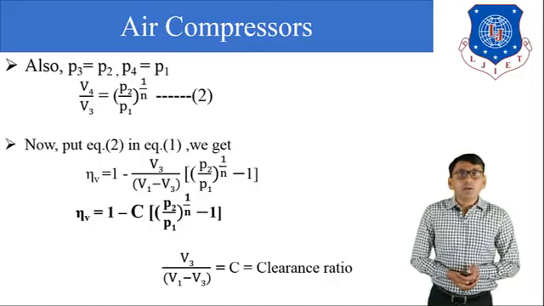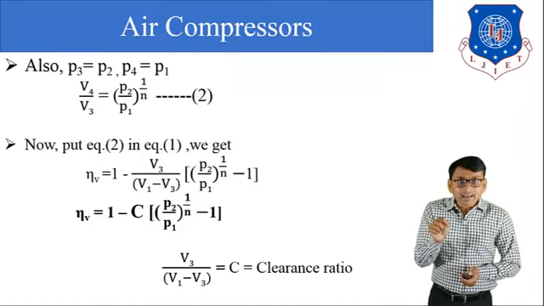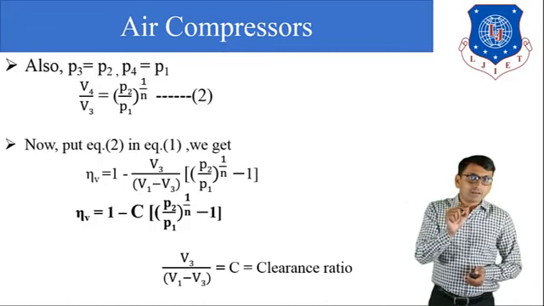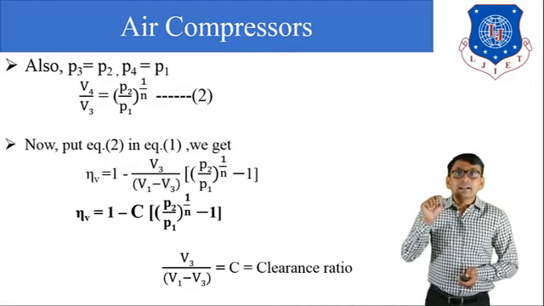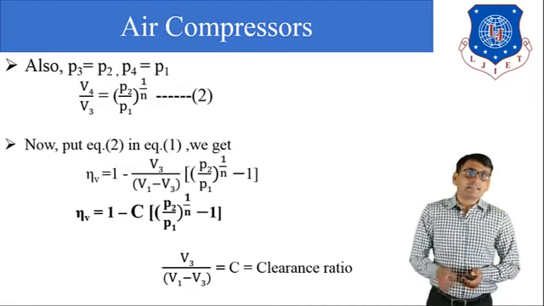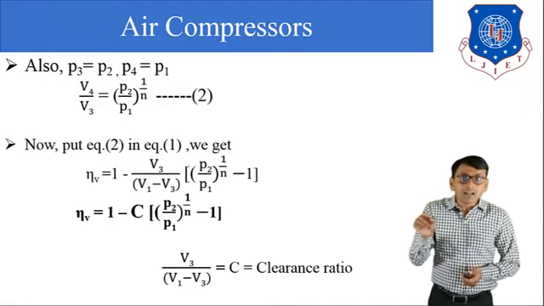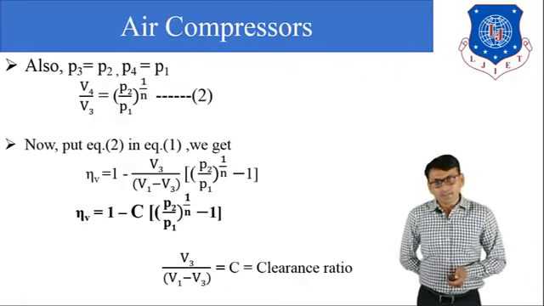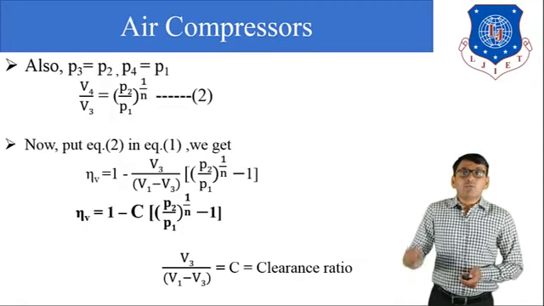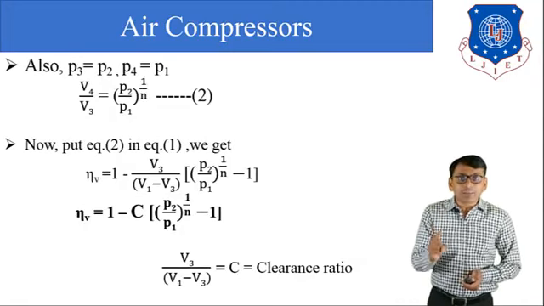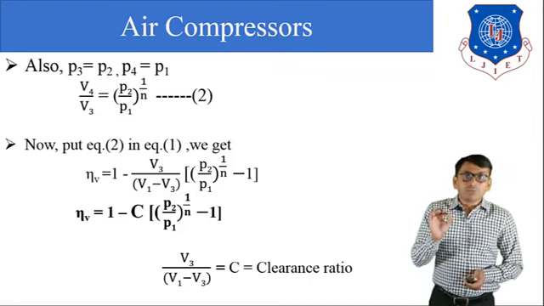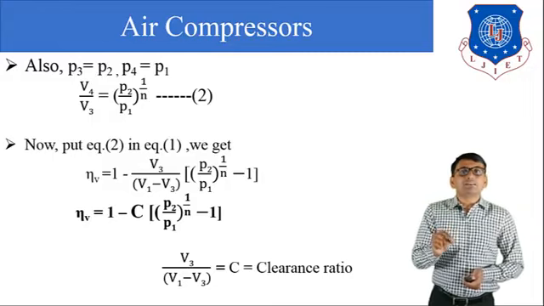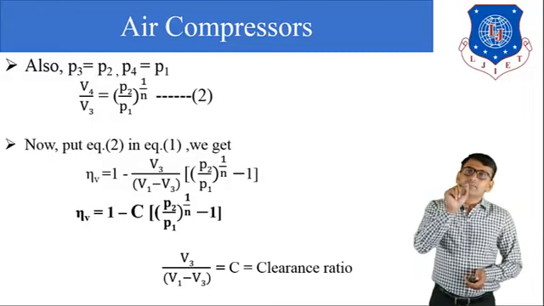The volumetric efficiency is equal to 1 minus V3 by (V1 minus V3) in bracket (P2 by P1) raised to 1 by n minus 1. That is equal to 1 minus C in bracket (P2 by P1) raised to 1 by n minus 1. What do you mean by C? That is the clearance ratio, and C is equal to V3 divided by (V1 minus V3). So this is about volumetric efficiency of a reciprocating compressor.